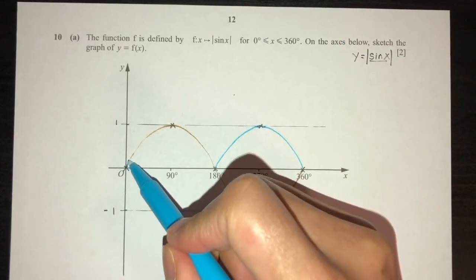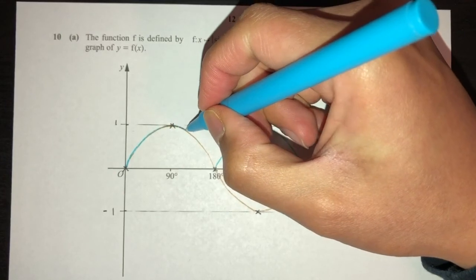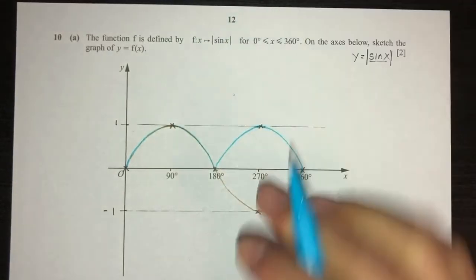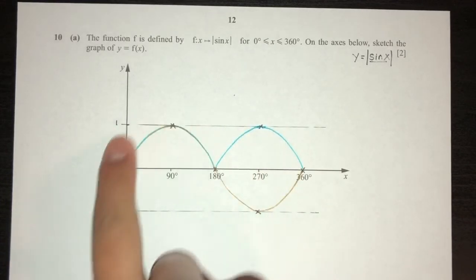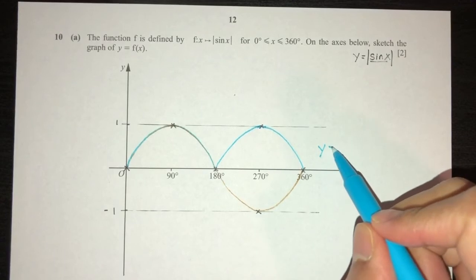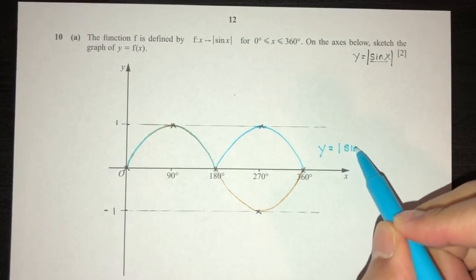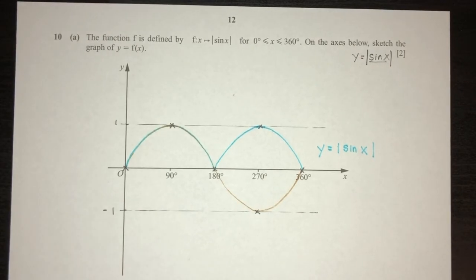So of course, you will erase the one which is below. You will only have the blue one as your answer. So this one will be going away. And these two are your answer for this curve with the modulus. Of course, label your curve y is equal to sine of x inside the modulus. That is part A of the question.